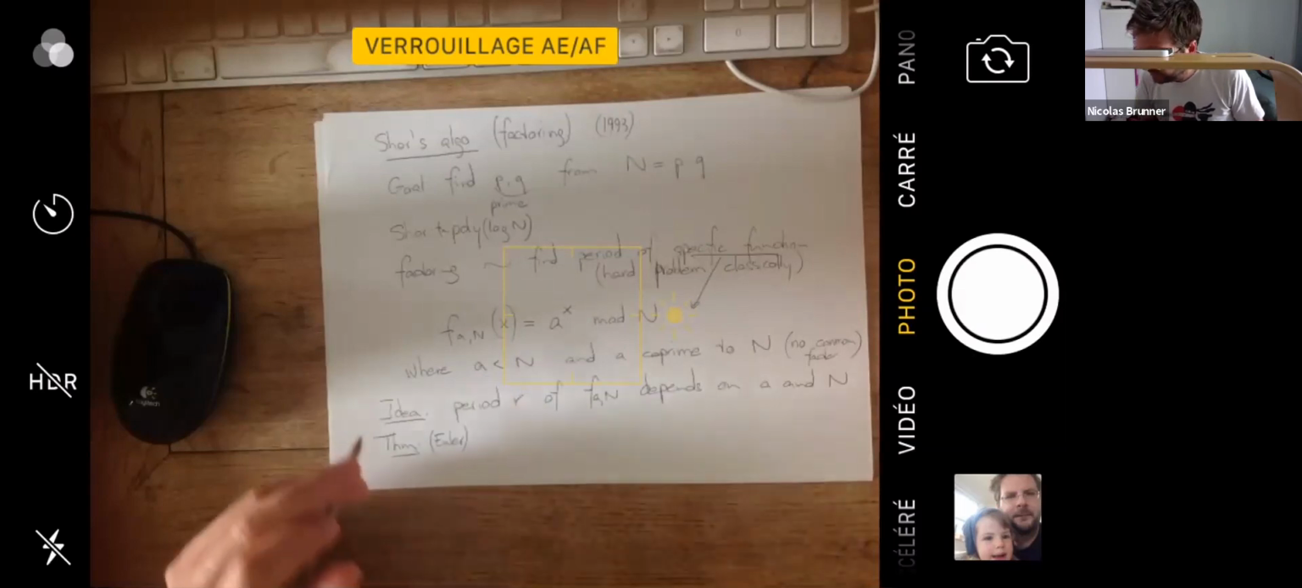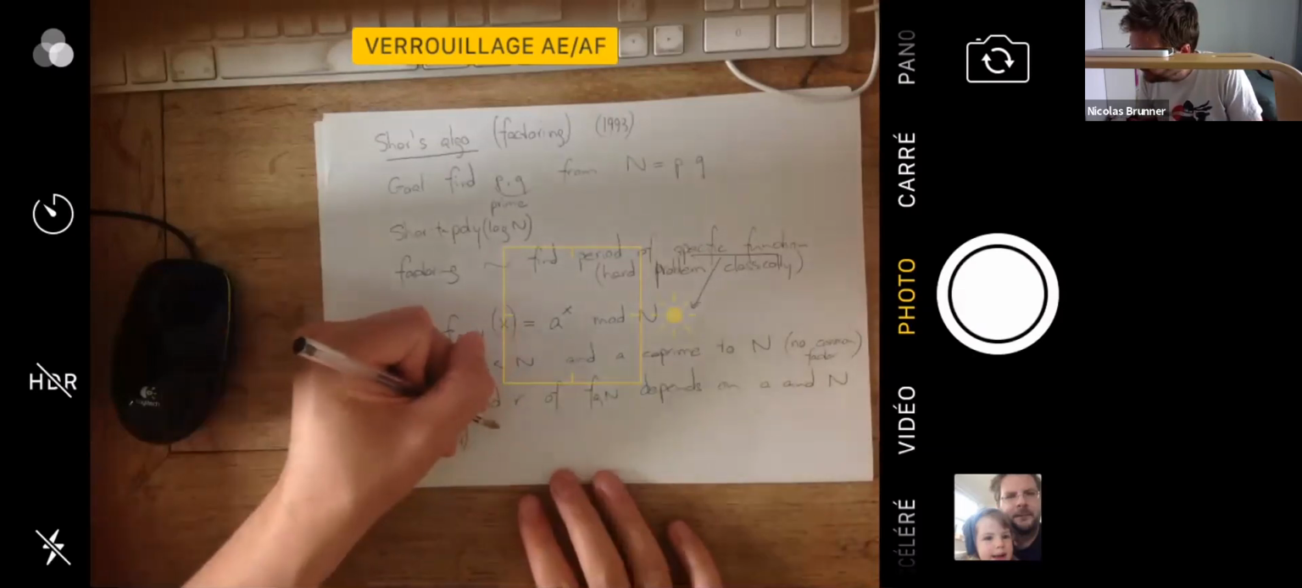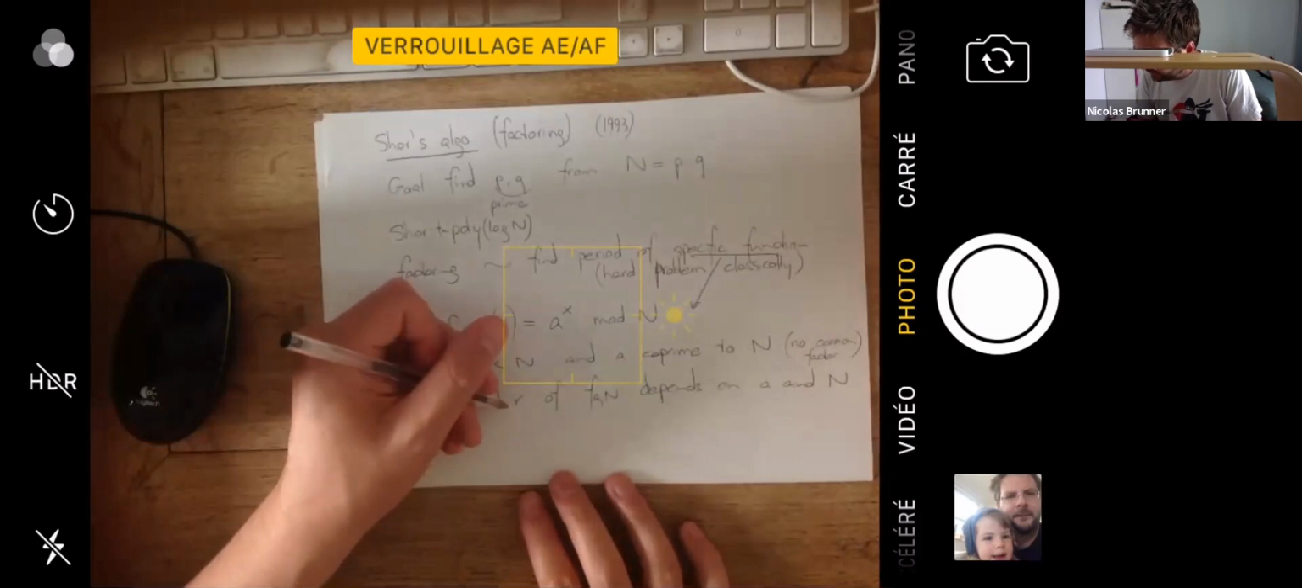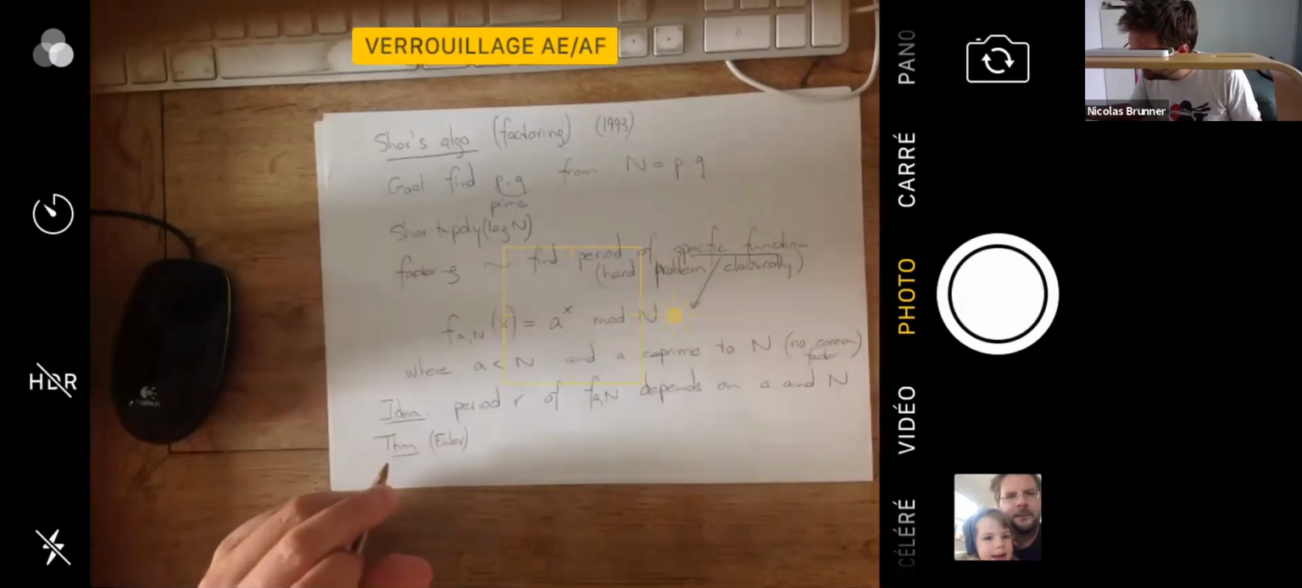So here is this theorem of Euler, is that, let me see what is the best way to write it.